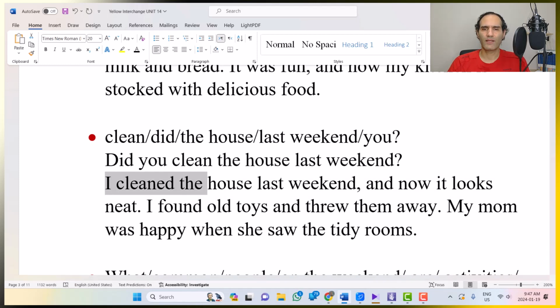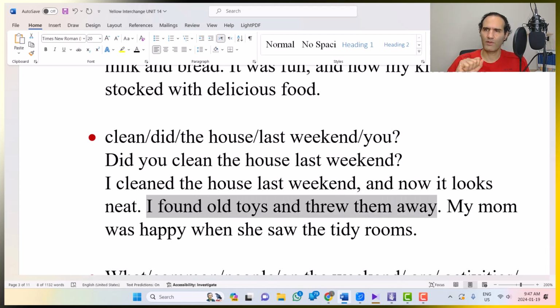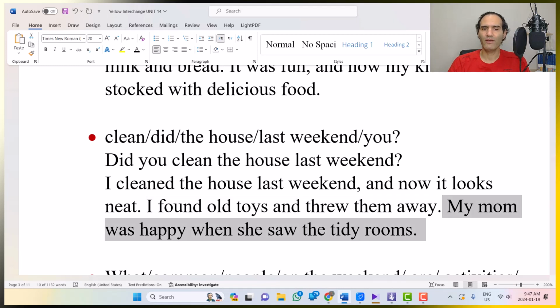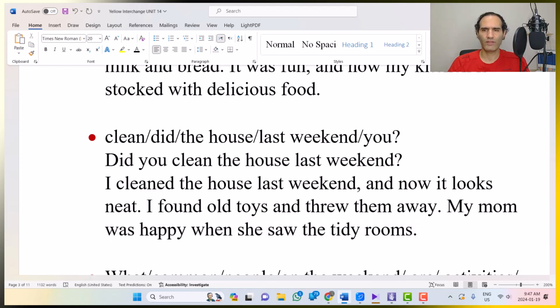I cleaned the house last weekend, and now it looks neat, clean, everything in order, tidy. I found old toys and threw them away. My mom was happy when she saw the tidy rooms. Tidy, neat, or clean. Okay, so one more time, let's read it.